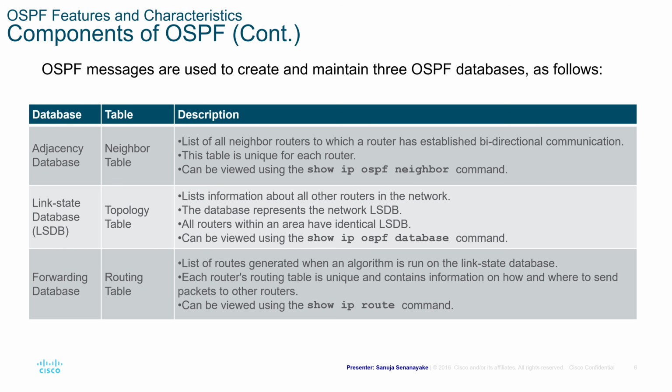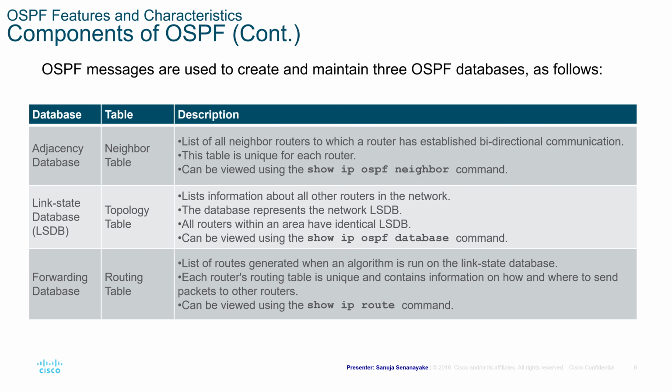The next database is the link state database, also known as LSDB, which is a topology table that lists information about all other routers in the network. The database represents the network LSDB. All routers within an area have an identical LSDB, the link state database, and it can be viewed using the command show ip ospf database. So if you have a Cisco router, you can run show ip ospf database, and that will give you the LSDB.